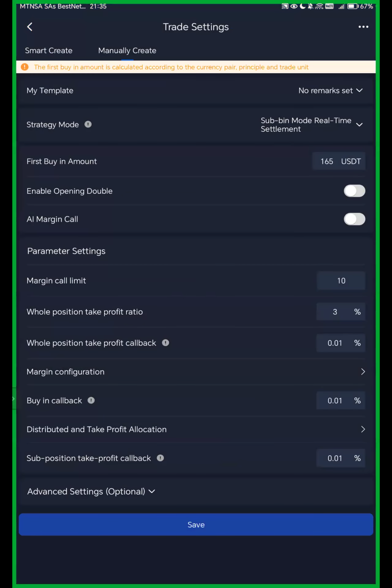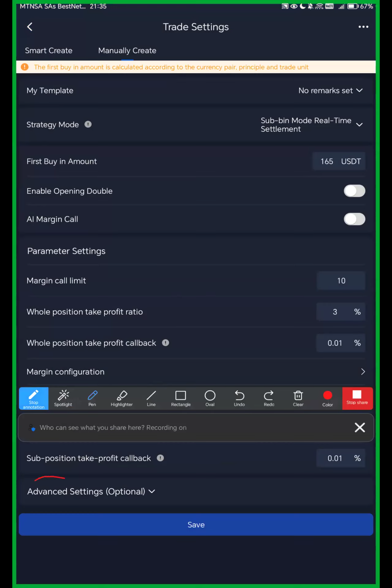When we tap on trade setting, right at the bottom, there is a feature called advanced setting, and it is optional. You are not forced to use it. You choose to use it if you know how to use it. That's why it is optional. You can set a trade without using the optional advanced setting. Are we together, gents and ladies?